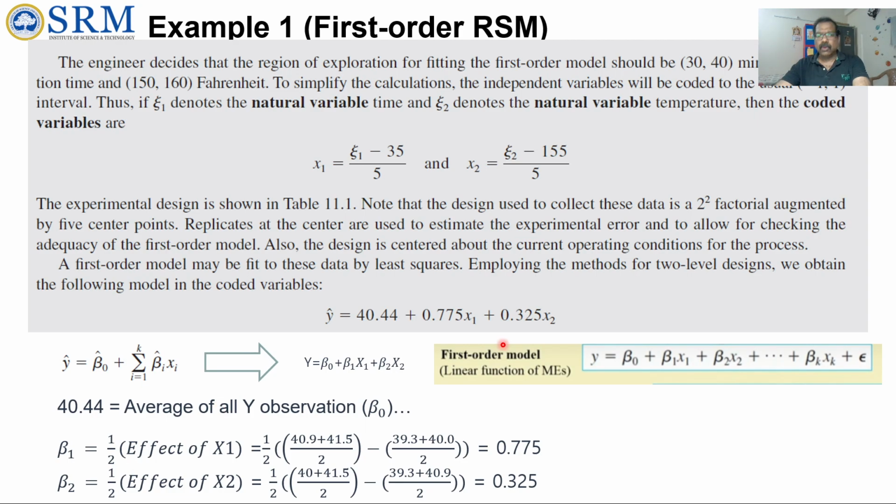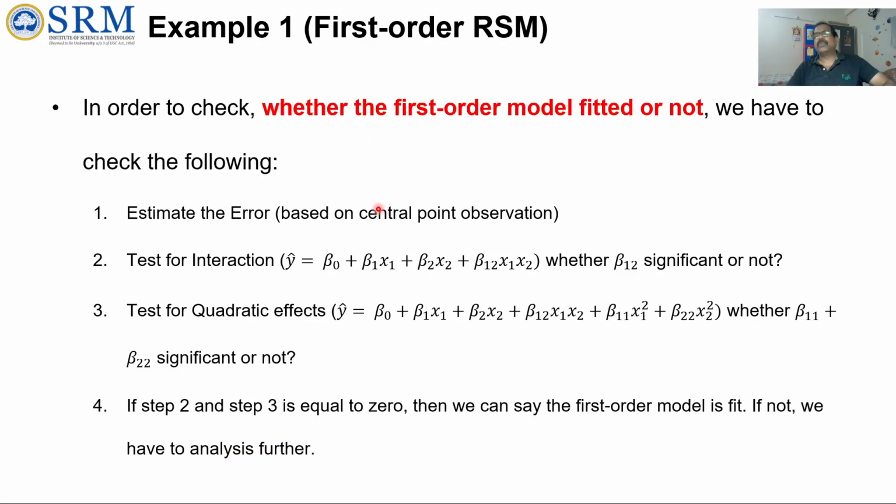So now we need to understand whether the first order model is fit or whether it is giving too much error. Then we need to go for a second order model by adding square or quadratic terms. So first we frame the first order model with the input data we have. Now how can we check whether the first order model fitted or not?